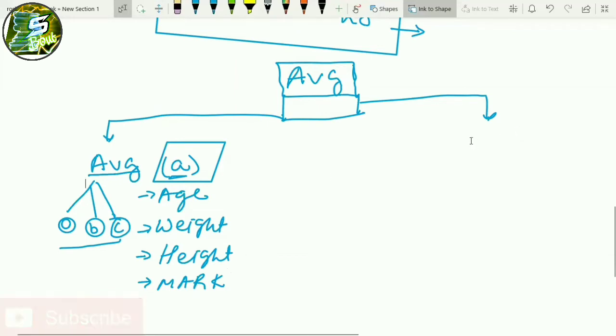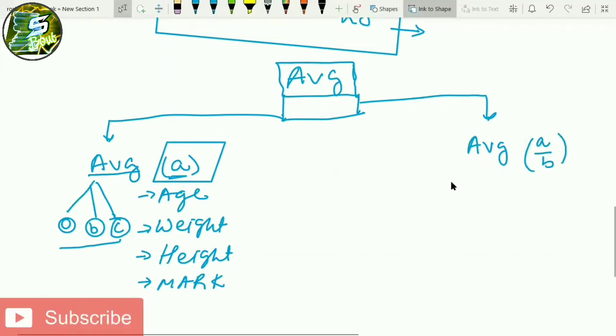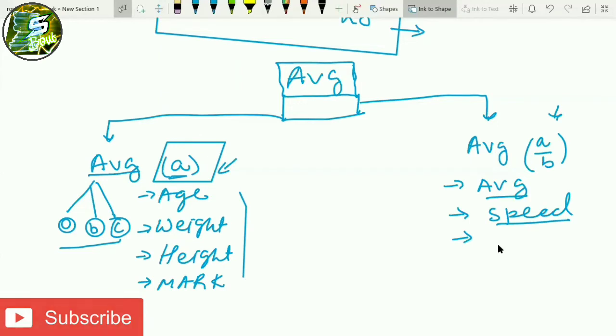Second part of the story, average of such terms which are of the form A by B. I've given two examples till now. Example number one was finding the average of averages, or finding the average of speed. Can anyone think and give some more examples? Time.